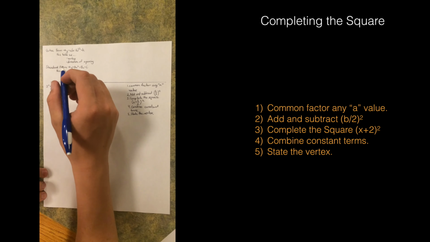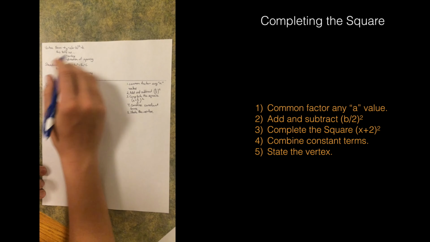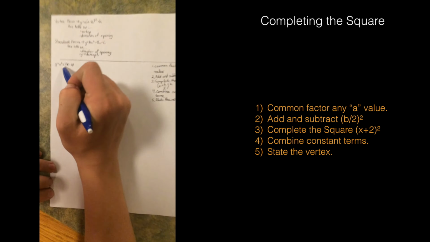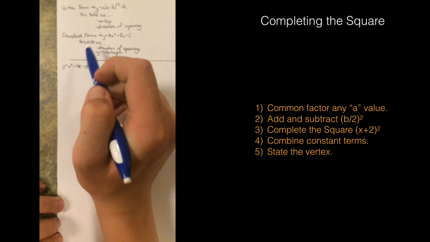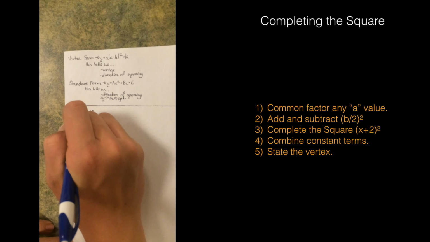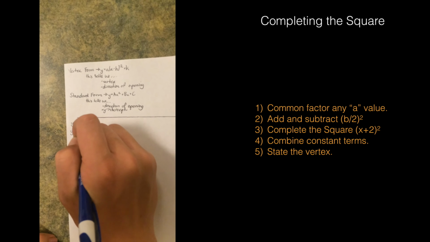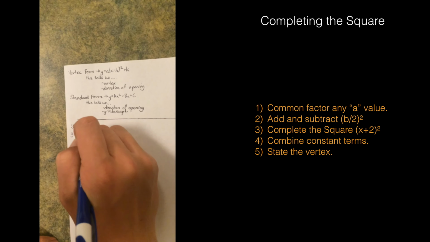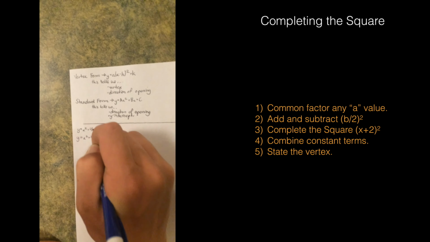We can start by looking at the original equation, which is y equals x squared plus 4x minus 18. Because there is no a value that can be factored out, we can go straight to step 2, which is to add (b divided by 2) squared and subtract (b divided by 2) squared.